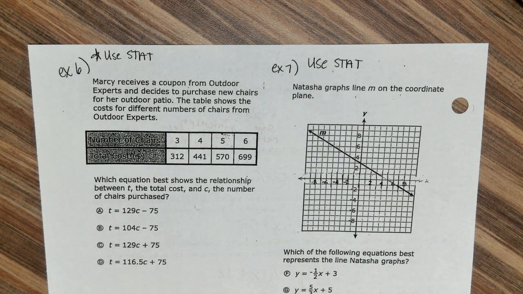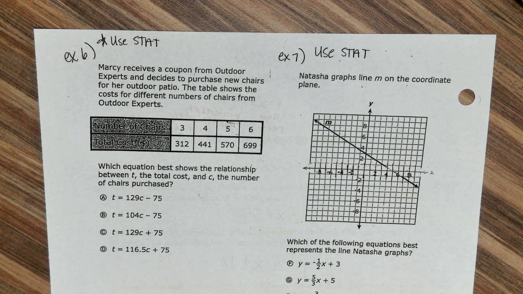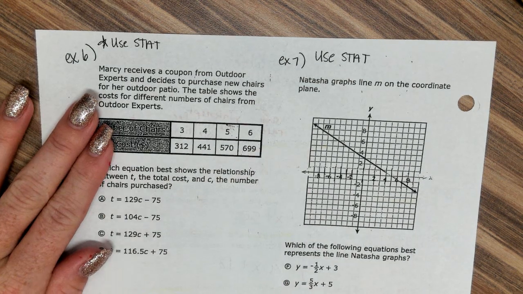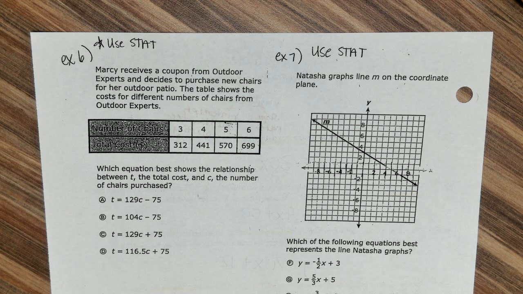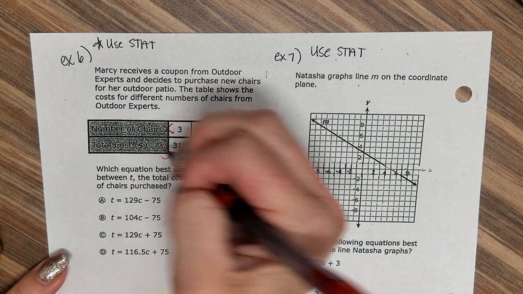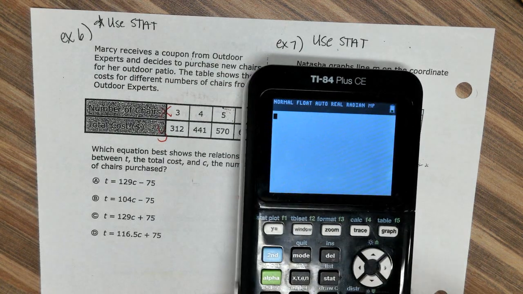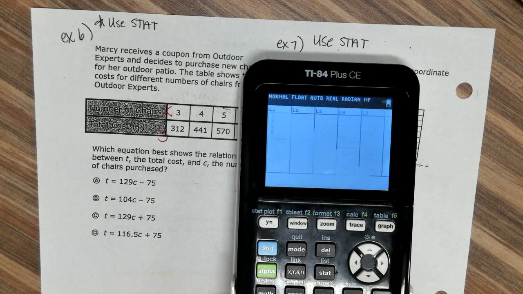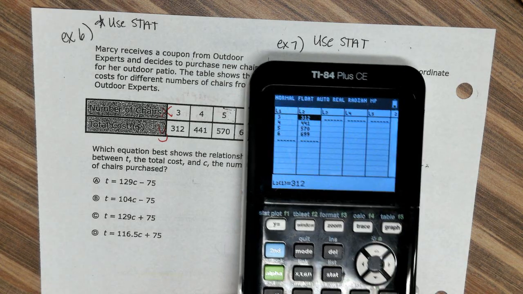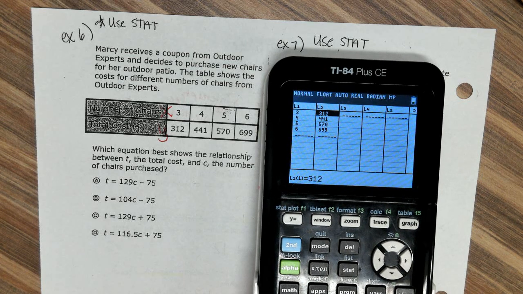And the easiest answer is to use what? Why would stat work? Because stat's going to give you a slope and a y-intercept, yes? So in this table right here, it looks different from the tables that you've seen because it's a horizontal table. Just know these are your x's and these are your y's. So you would go to stat, pay attention, edit. You would type in 3, 4, 5, 6 for L1, and then those big numbers for L2.